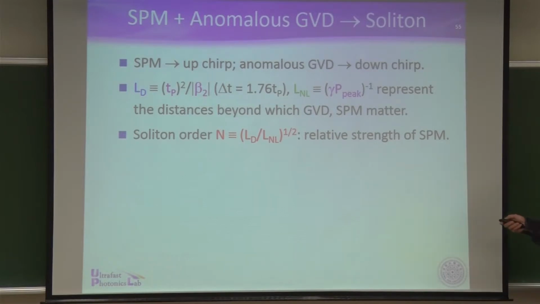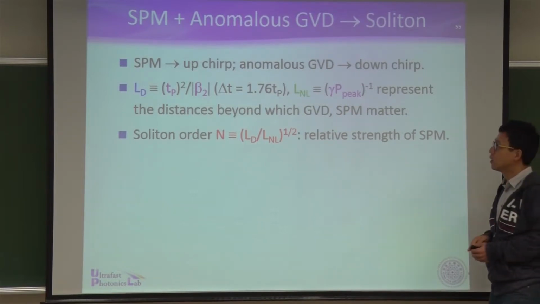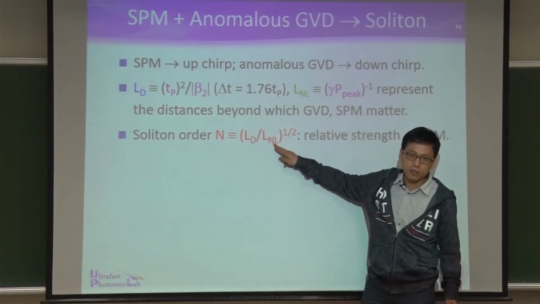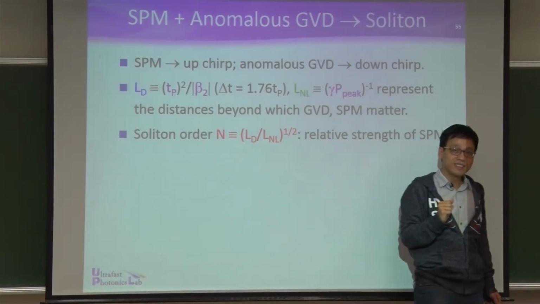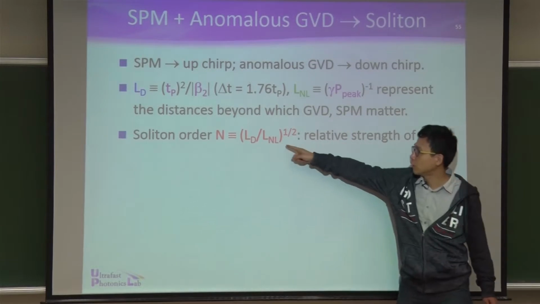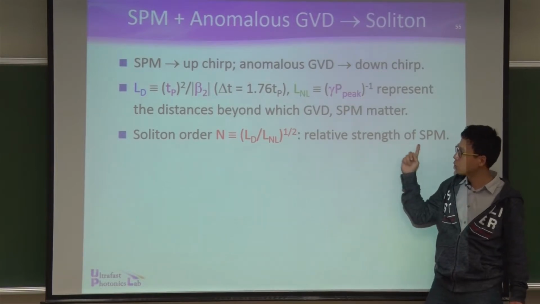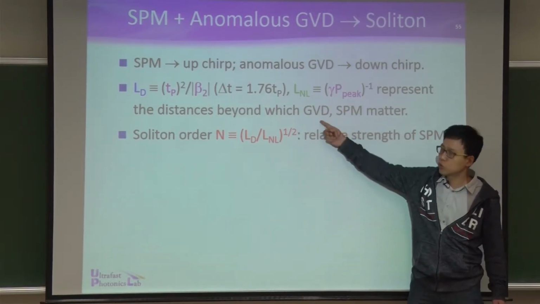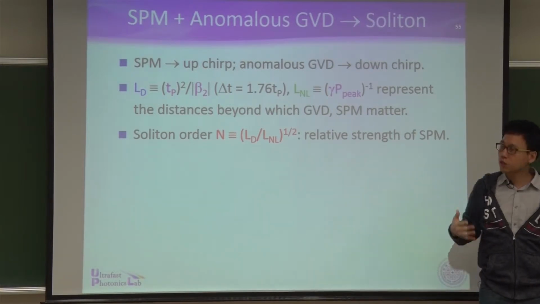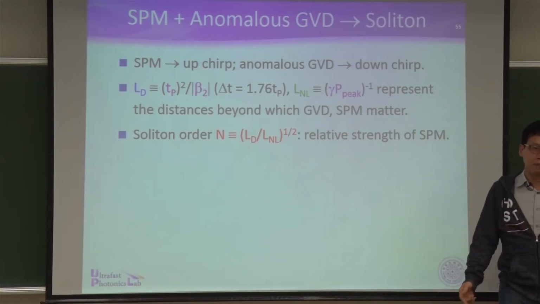And another parameter is called soliton order, big N, which is the square root of LD over LNL. So basically, it describes the relative strength of SPM over GVD. If LNL is smaller, you will have a bigger N, right? 所以意思是越小的 nonlinear length 代表越强的 SPM。所以这边这个 big N 描述的就是 SPM 相对于 GVD 有多强。The bigger the big N, the stronger the SPM, basically. Okay.